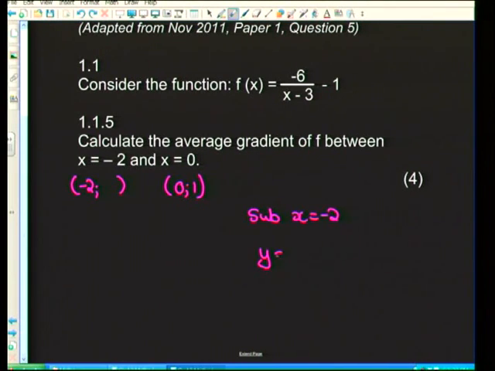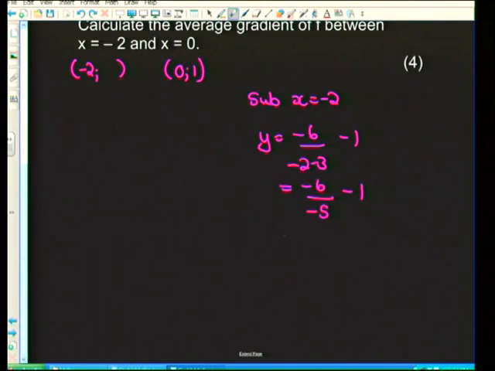So y is equal to minus 6, over minus 2 minus 3, minus 1. So it's going to be minus 6 over minus 5, minus 1. And then that's going to be 6/5 minus 1. If your fractions are good, you know that 6/5 minus 1 is 1/5. If they aren't good, you'll take a common denominator, and you'll go 6 minus 5, which gives you 1/5. So that's the coordinate 1/5.